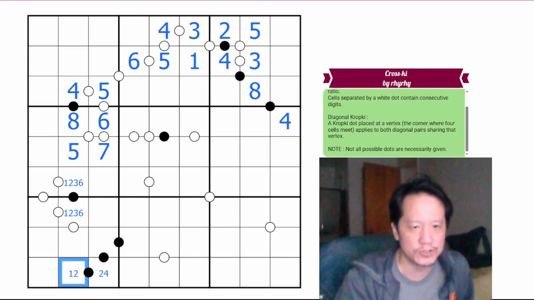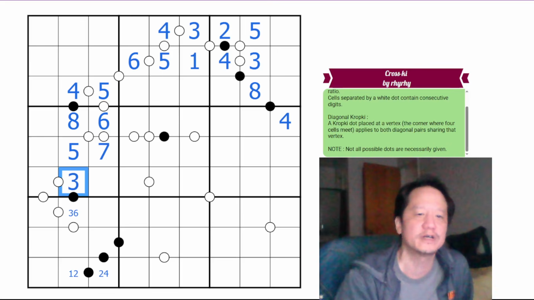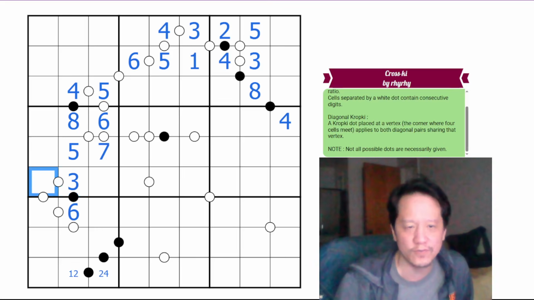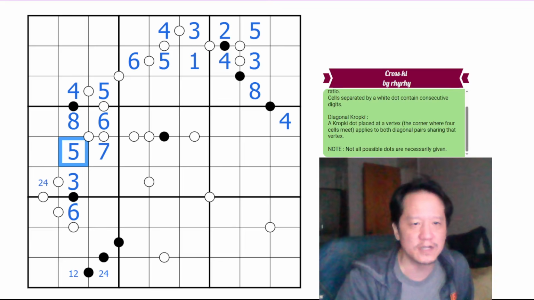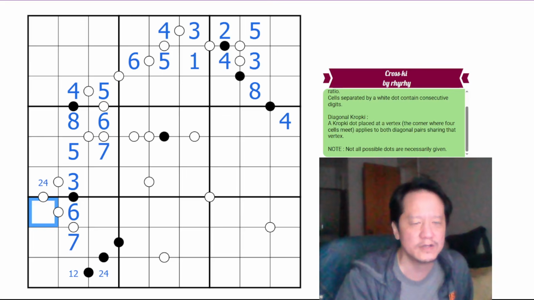So this is 1 or 2, which means this cannot be a 1-2 pair because that would eliminate all possibilities for this cell. So this is 3 or 6. This cannot be 6 because of 6 in the box. So that's 3 and 6. 3 is consecutive with 2 or 4. 6 is consecutive with 5 or 7, but this can't be 5 because of 5 in the column, so it's 7.